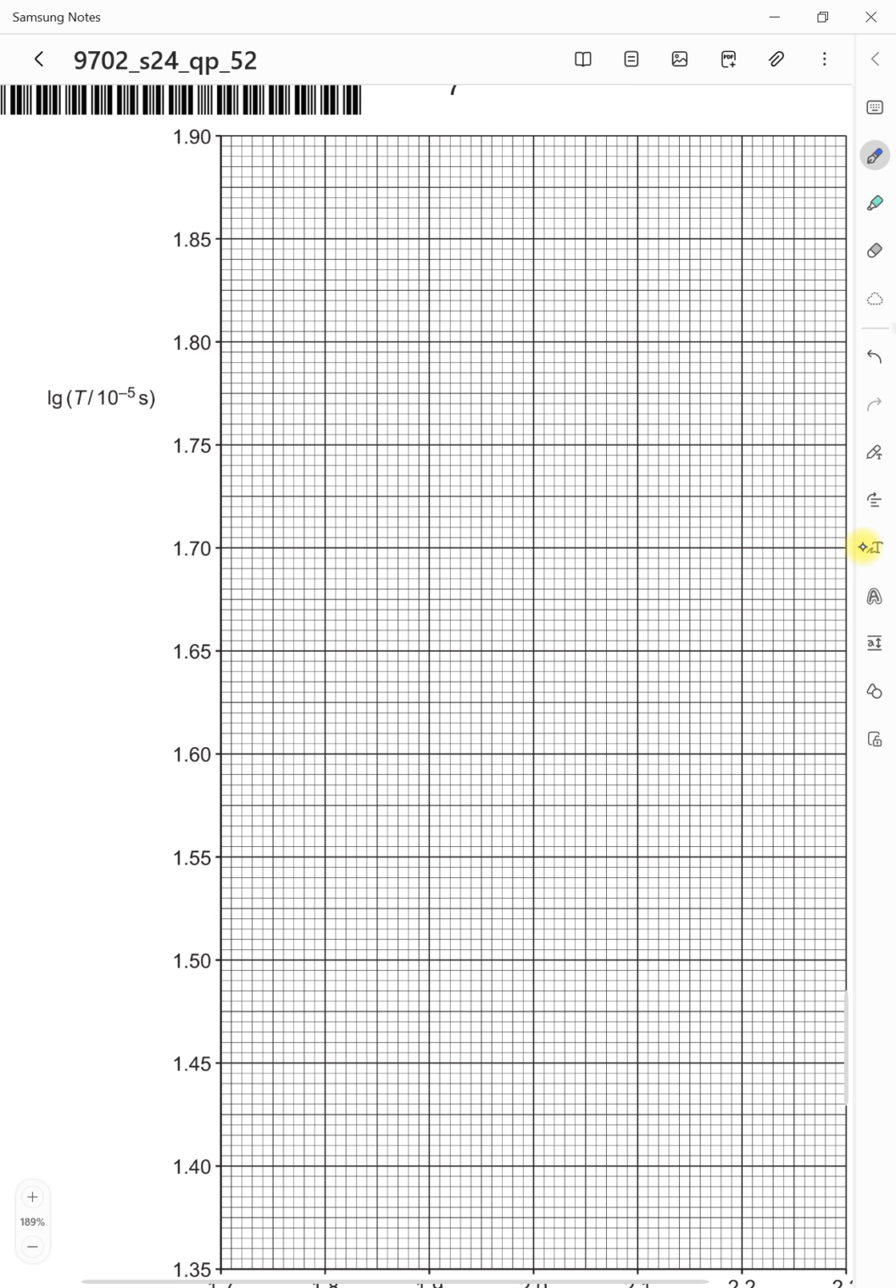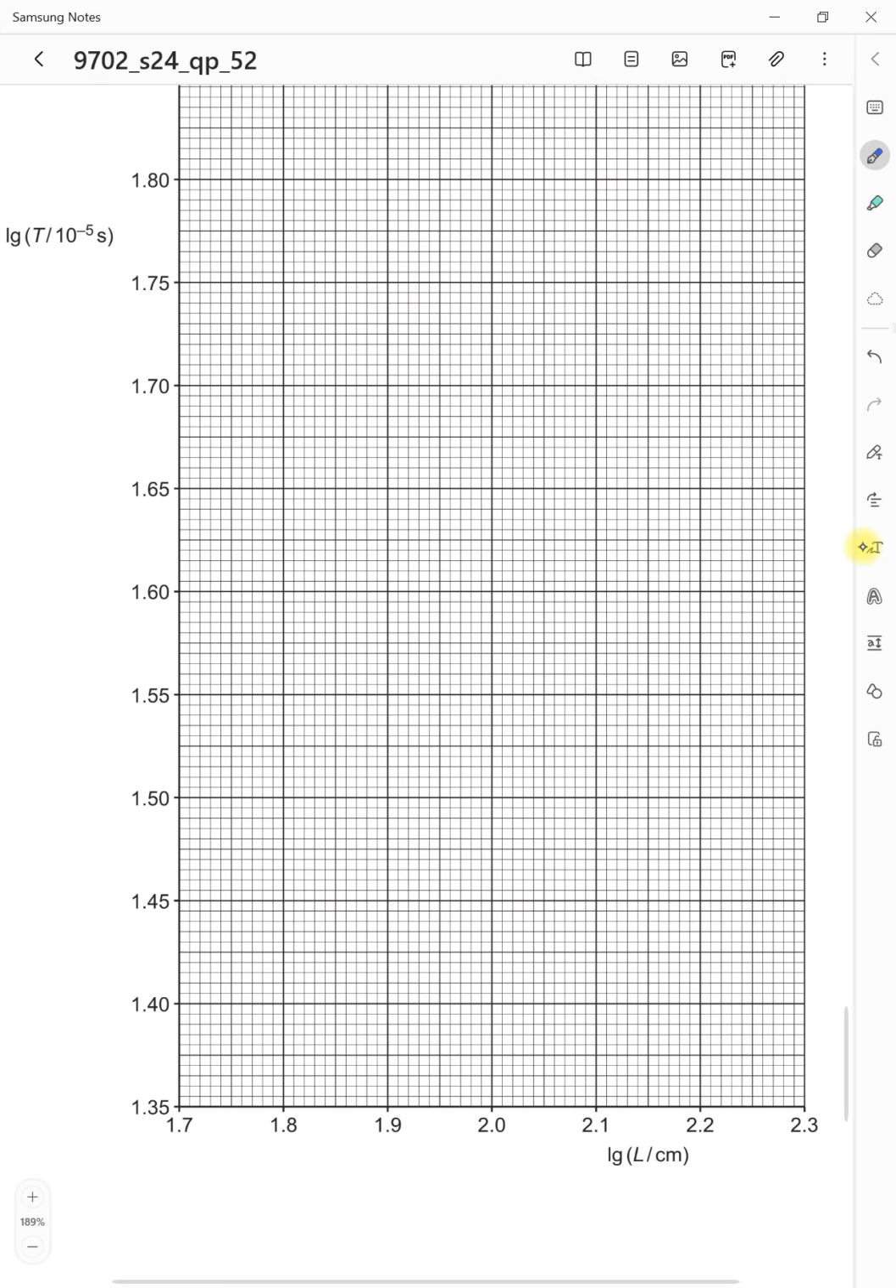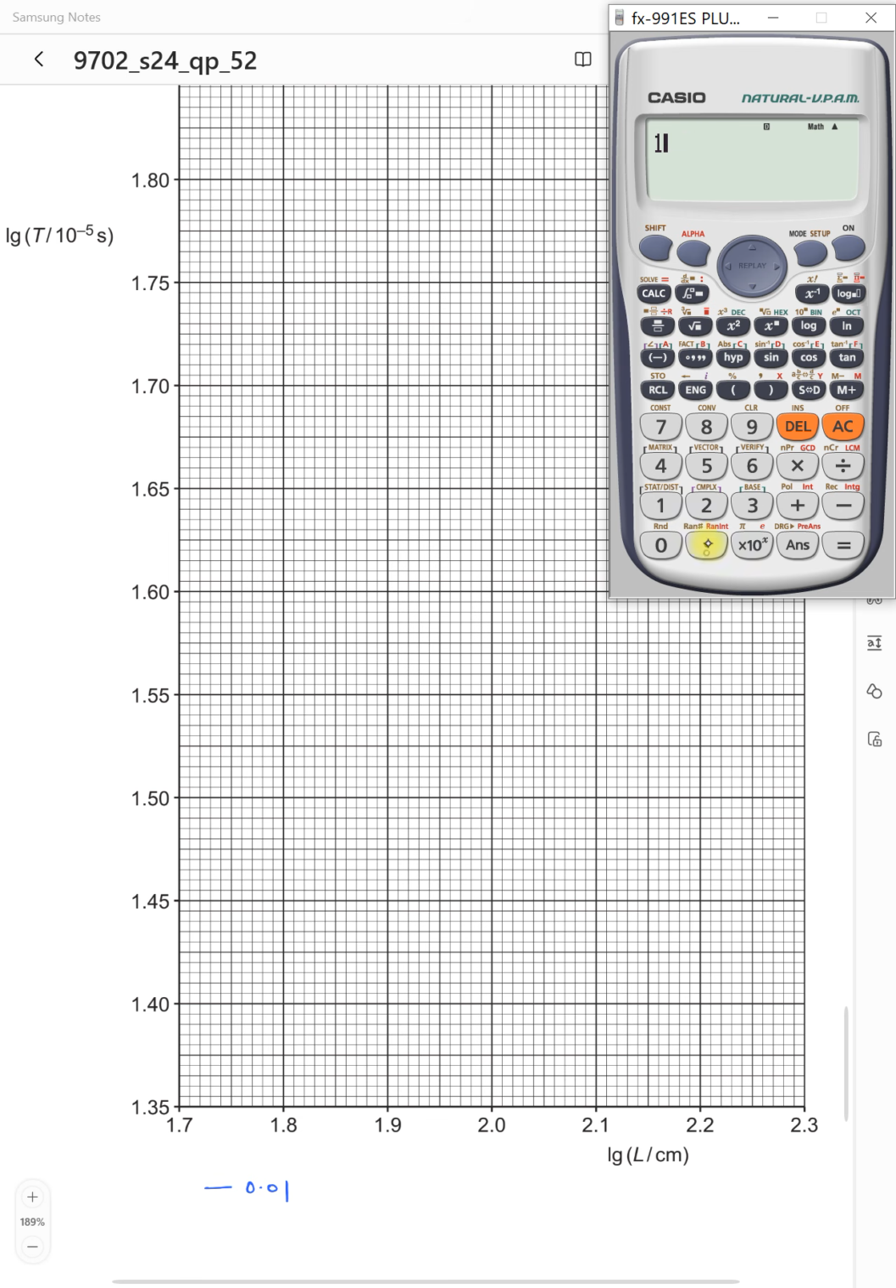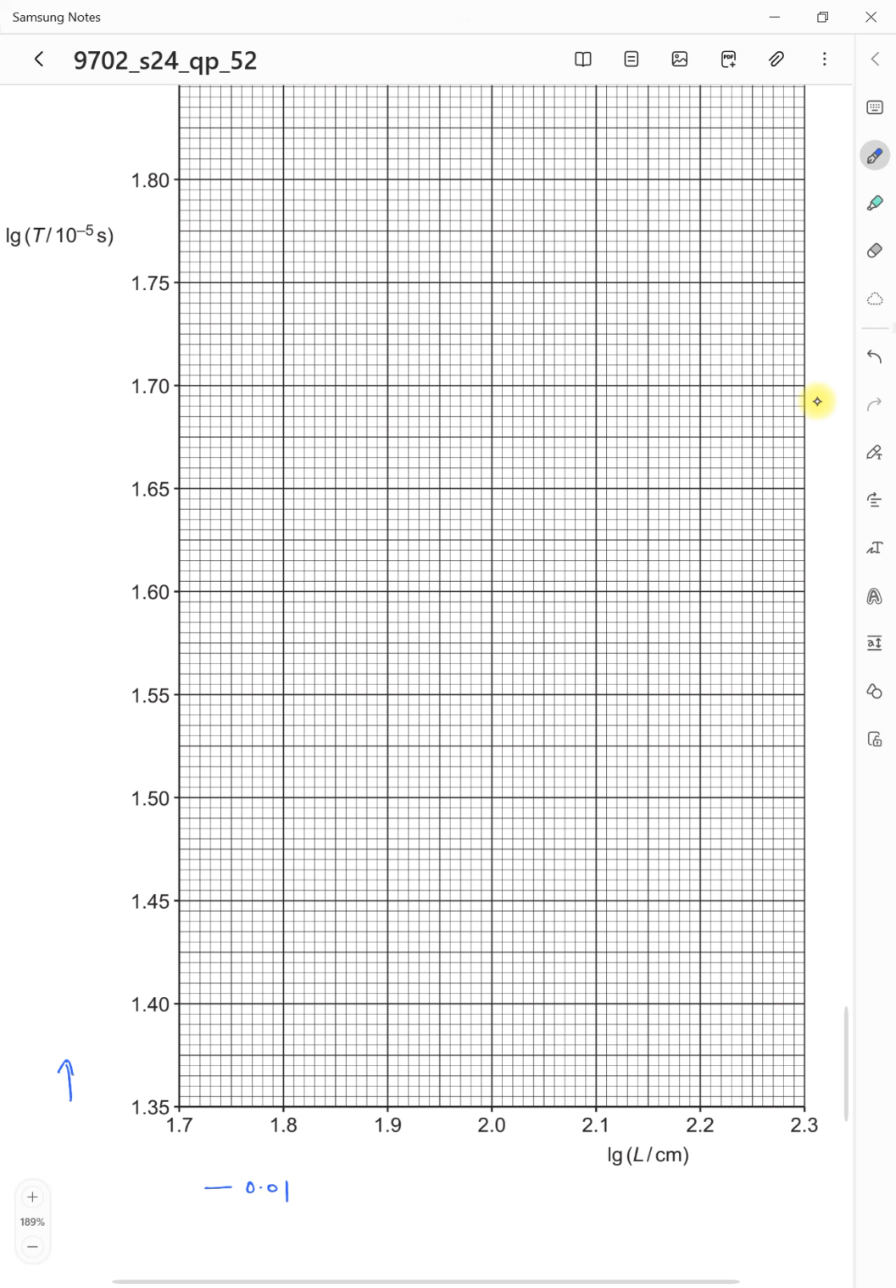Okay, so let's first find the scale. On the x-axis, it is 1.8 minus 1.7 divided by 10, which is 0.01. On the vertical axis, it is 1.4 minus 1.35 divided by 10. That means it is 5 times 10 to the power of minus 3. So this is 5 times 10 to the power of minus 3, one small square.